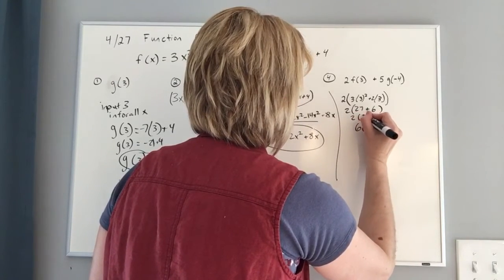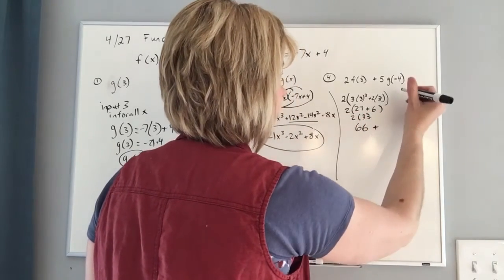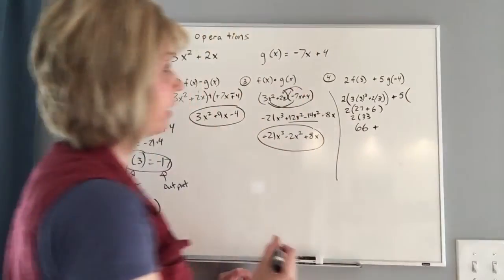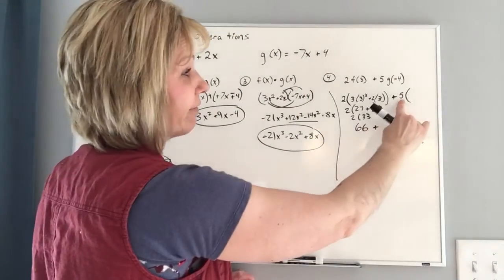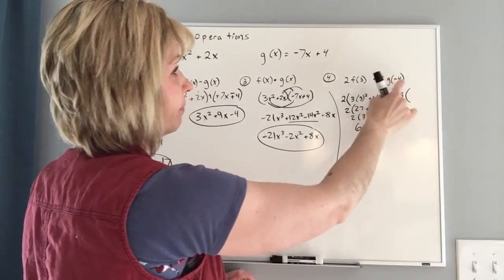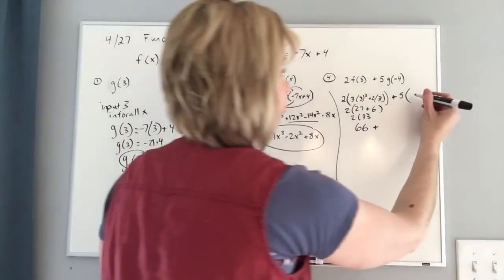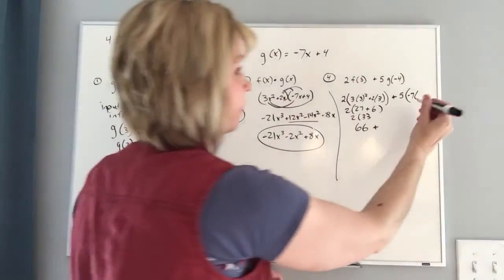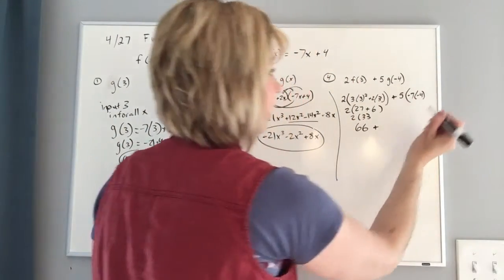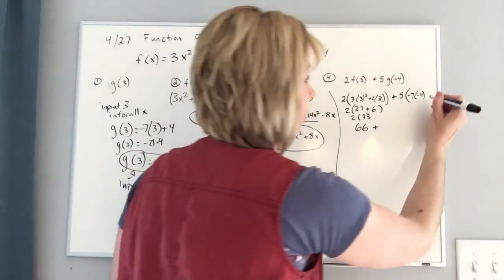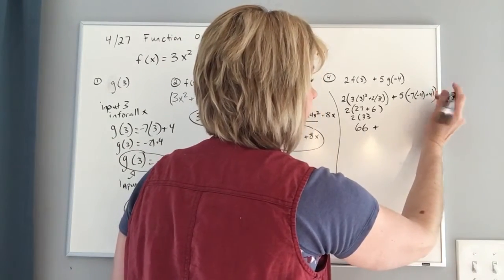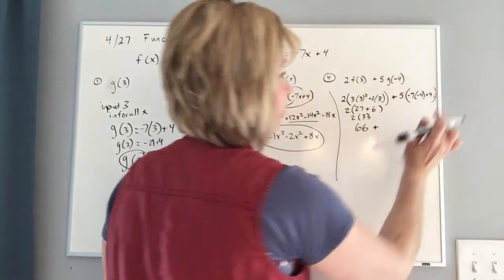So 2 times 33 plus whatever I get over here. 5 multiplied by g, so I'm putting 5 times whatever I'm getting for that number, g of negative 4. So I have negative 7, putting negative 4 in for x, so negative 4 times negative 7, and then plus 4 to that. Okay, so let's figure that out.